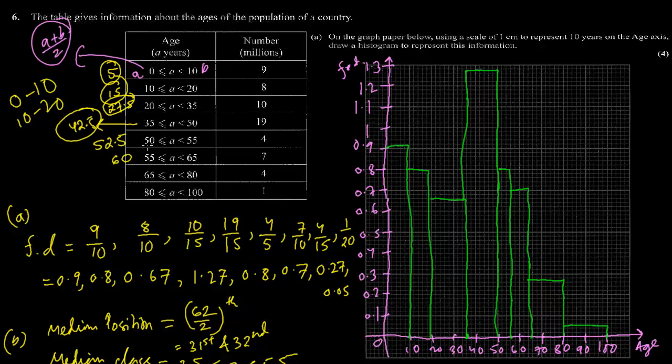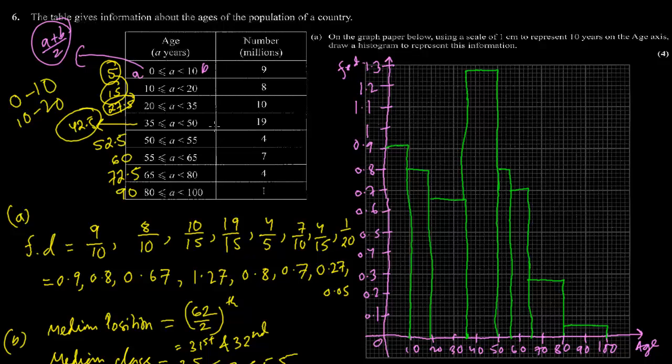Then we have 65 plus 80, divided by 2, is going to be 72.5. So that is the midpoint, 72.5. Then we have 80 plus 100. 80 plus 100 is 180, divided by 2 is 90. So 180 divided by 2 is 90.